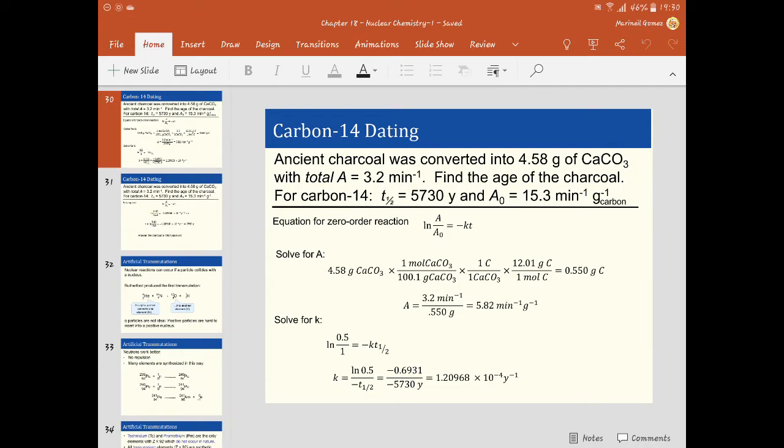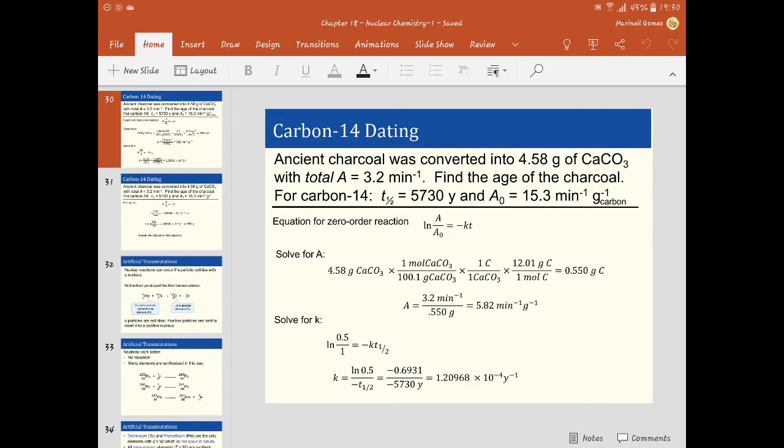And not all of that carbon is carbon 14. Some of them are carbon 14, some of them are the stable isotope carbon 12. Now, for your activity per minute per gram of carbon, we will just get the activity. This is measured by a Geiger counter. So we have 3.2 per minute divided by the grams of carbon that we found, 0.550 grams. So this is equivalent to 5.82 per minute per gram of carbon. So we now have the same unit as our A sub O.